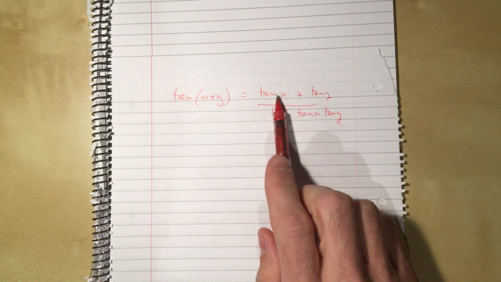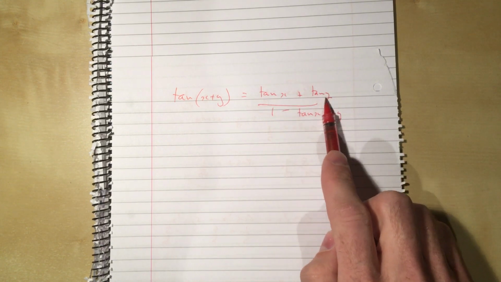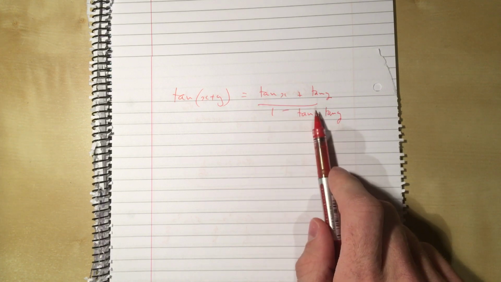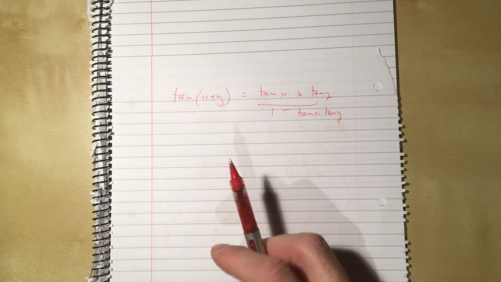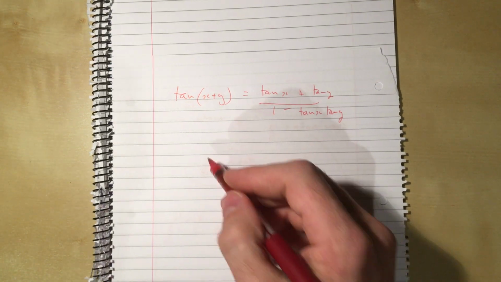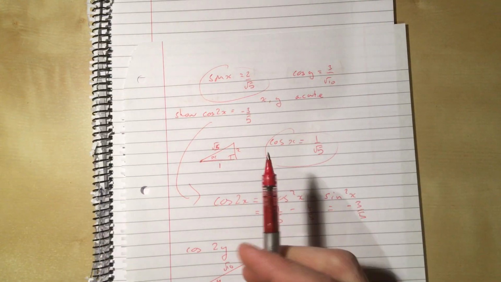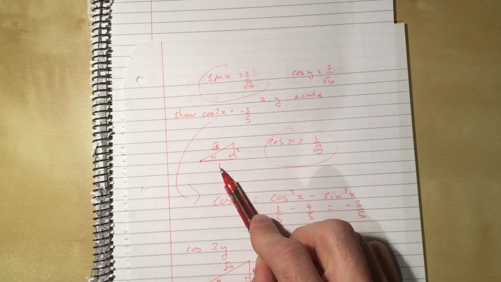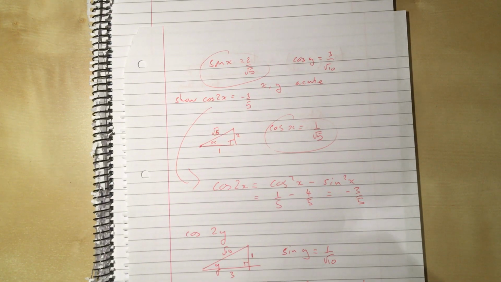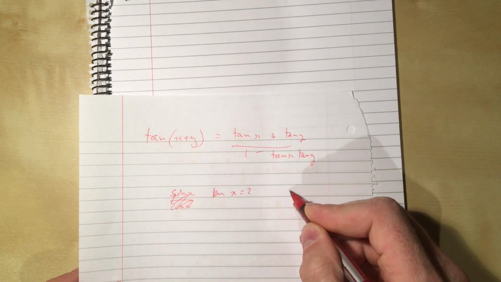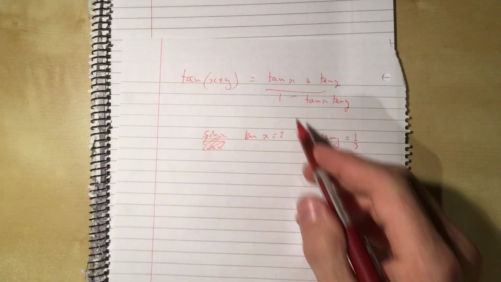So I could do it from here, by tan x is sin x over cos x, this is sin y over cos y, and I can work out everything I need, because I know sin x, cos x, sin y, cos y. Oh, actually, silly me, I can work quicker than this, can't I? Tan x is 2, and tan y is 1/3. So that's the quick way to do it. I can work from there.